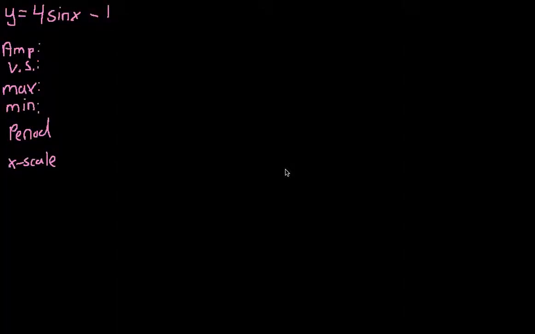This is going to be the second video describing how to graph sine functions with a vertical shift and amplitude. So let's talk about how we do that. We remember from the last video, the way that we find the amplitude is by taking the number that's right here, the one that's right in front of the sine. So in this case, our amplitude would be 4.